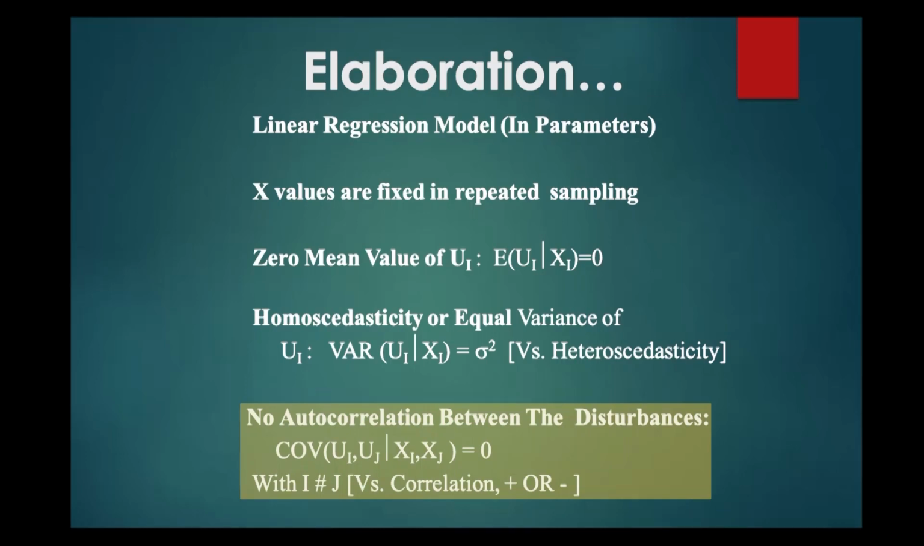If this is present, then we cannot apply the ordinary least squares method. For application of the OLS method, the variance should be constant. Next, we move on to no autocorrelation.